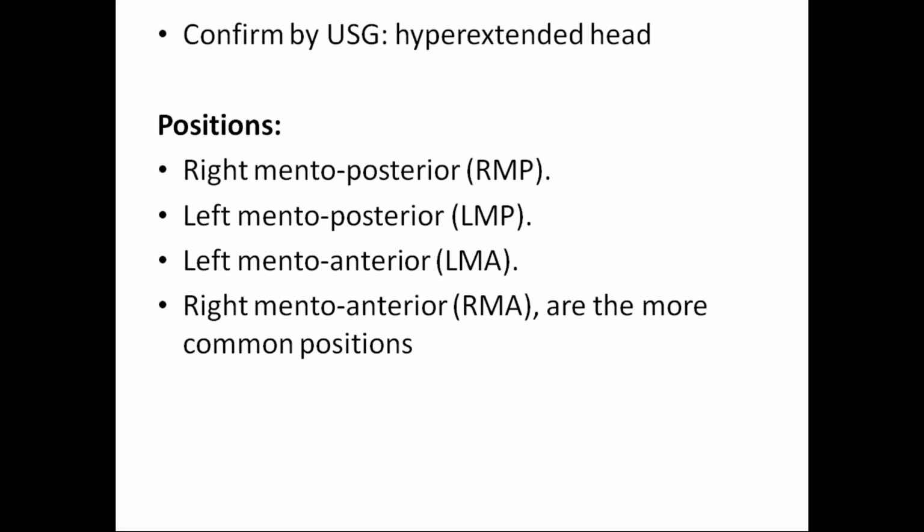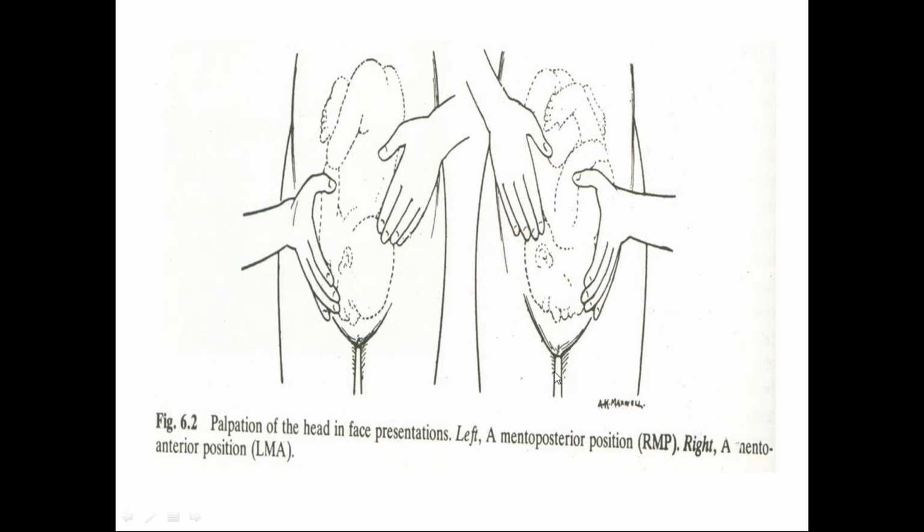And confirmation nowadays is always by ultrasound. On ultrasound, you find that the head is completely an extended head. So what are the positions? Again, the denominator I have already told you. Mentum is the denominator. Position is the relationship of the mentum to the quadrants of the maternal pelvis. The most common is right mentoposterior, then left mentoposterior, left mentoanterior, right mentoanterior. These are the common positions. In the same way, wherever the mentum is pointing, posterior or anterior, left side or right side, depending on that, you have all the positions. Same as in occipital positions. So palpation, you can find.